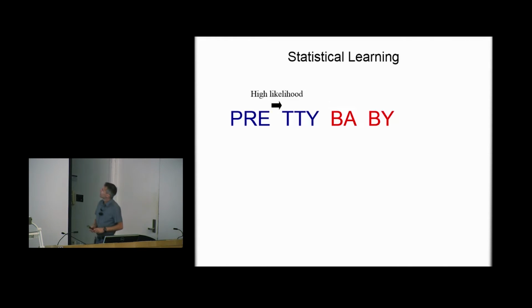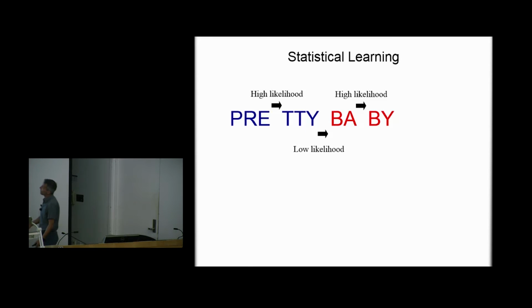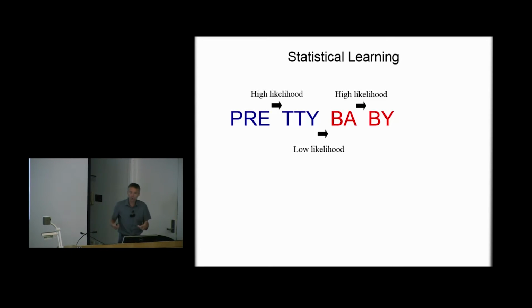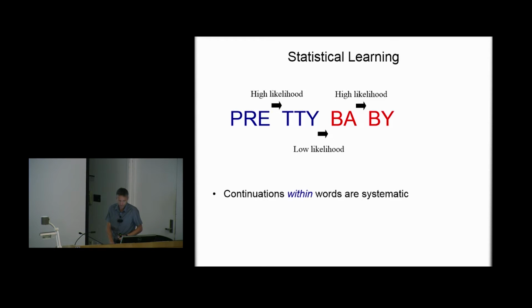Well, one idea is to look at these co-occurrence statistics. Syllables that are part of the same word should co-occur more frequently than syllables that are part of different words. So there should be a high likelihood of the syllable tee following pre. Similarly, the syllable bee is likely to follow bay. On the other hand, the syllable bay from baby is unlikely to follow tee. I mean, it does happen, as when you say pretty baby, but overall, those occurrences should be far less likely than those transition probabilities within particular words.